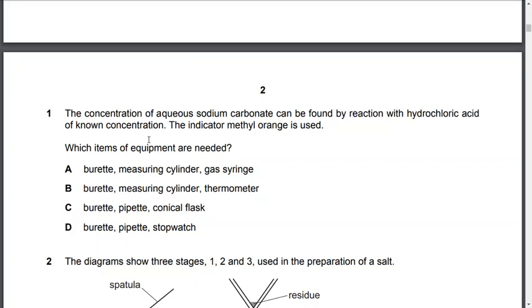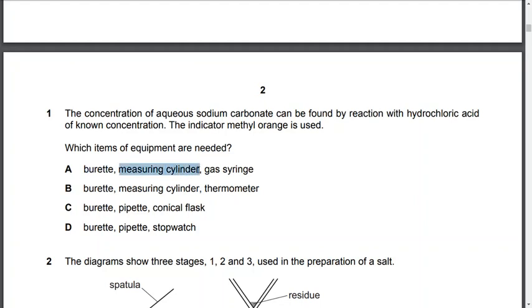The reagents are very similar to a titration method, and for titration we usually use a burette, a pipette, and a conical flask. That is what we usually use, but we'll go through the options. So burette, yes, we can use a burette.